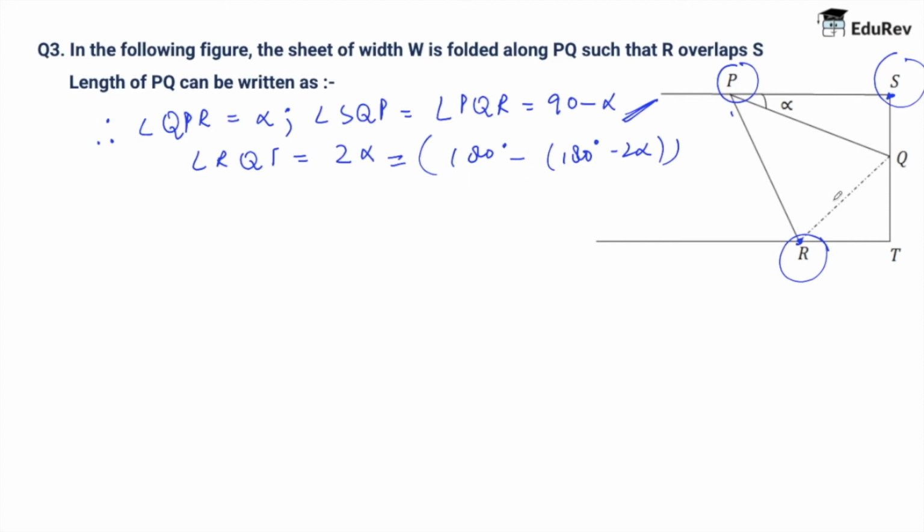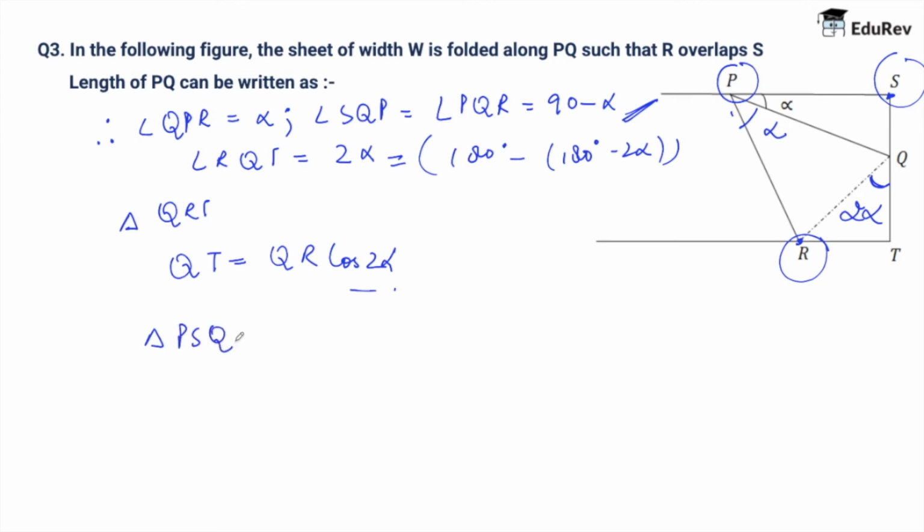Now from the figure, if these two triangles are congruent and this is alpha, can I say that this is alpha? Yes. And this will be 2 alpha, correct? So in triangle QRT, can I say that QT equals QR cos 2 alpha? I'm going to apply the property and write it out. And in triangle PSQ, I would say that SQ equals PQ sine alpha, and this is equal to QR, correct?